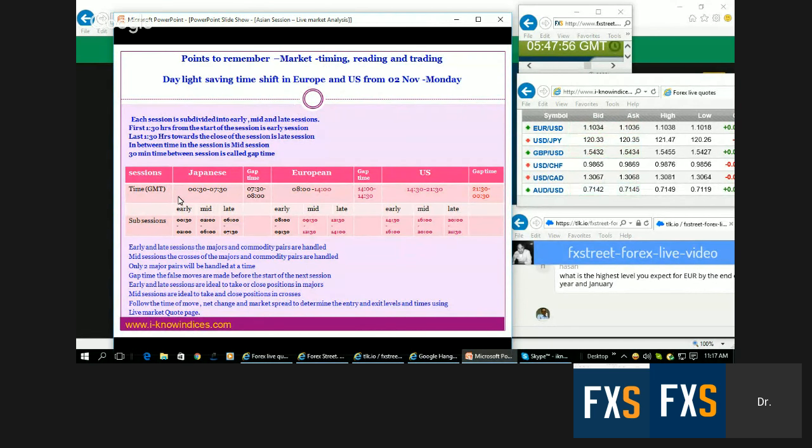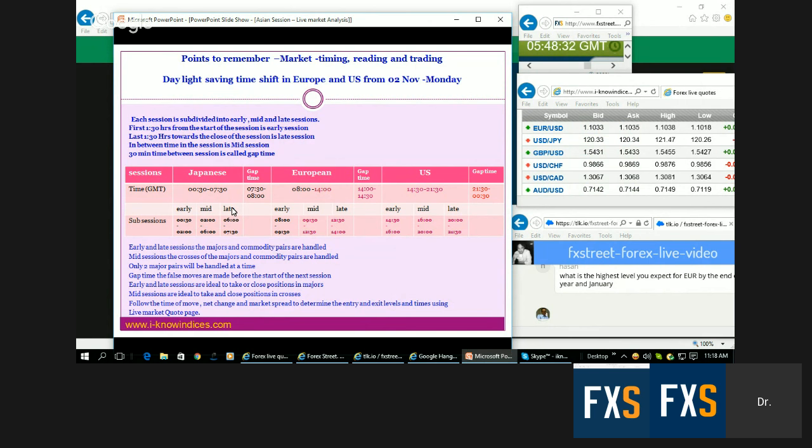As a result, you will come across 0030 to 7:30 as the Japanese session, 7:30 to 8 as the European gap time before the start of the European session, 8 to 14 as the European session, 14 to 14:30 as the gap time before the start of the US session, 14:30 to 21:30 as the US session, and then 21:30 to 0030 the next day as the gap time before the start of the next day's Japanese session. I have given the first 1.5 hours and the last 1.5 hours as the early and the late sessions, and the time in between is the mid session.